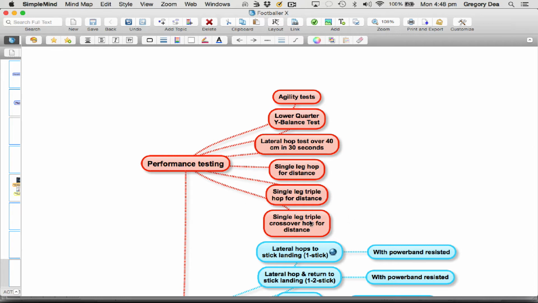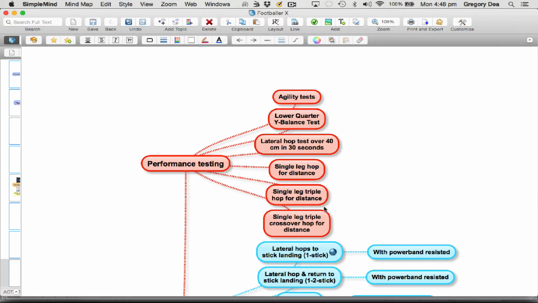So we're looking at single leg loaded activities, such as a triple crossover hop for distance, or a triple hop for distance, or a single hop for distance, or even lateral hop for distances. These type of tests are going to show up asymmetries between left and right sides. Lower quarter Y balance test is also going to show us that asymmetry. And we're going to see those as risks for future recurrences of the problem that he's got. Other agility tests like a 505 are included in there.